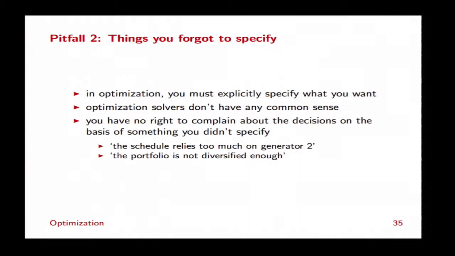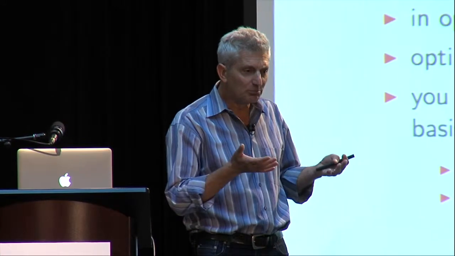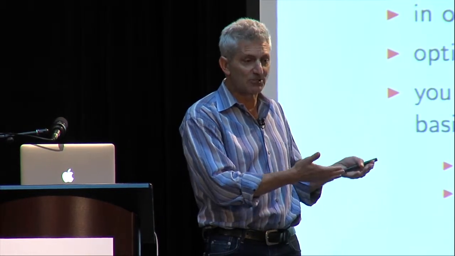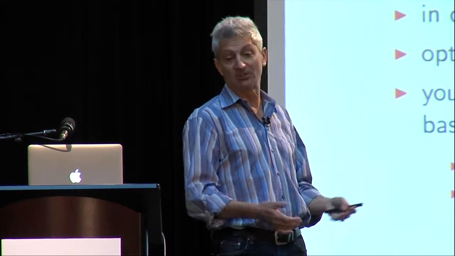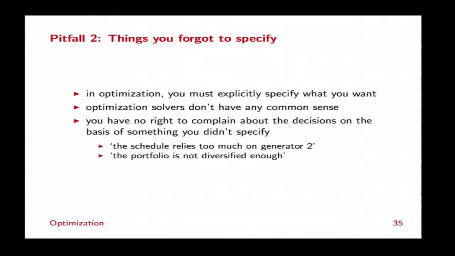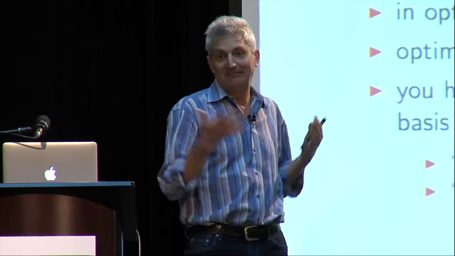If you say, no, I don't like that generator schedule, it relies too much on that generator, and what if it goes out? Then you'd say, well, but did you tell the optimization that you didn't want to rely too much on the generator? And they say, well, no, but that's kind of obvious. And you're like, okay. Or you can't look at that and say, I don't like that portfolio. Why? Because it concentrates too much in this sector. And then you say, well, excuse me, did you tell it to not concentrate too much in that sector? And they'd say, well, no, but I mean, and then you're like, okay.